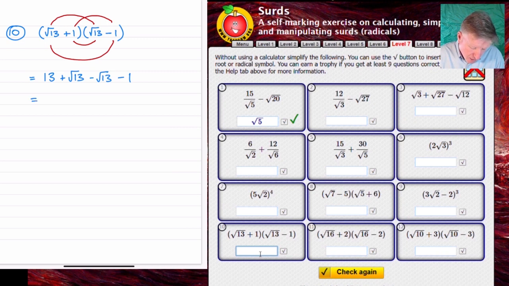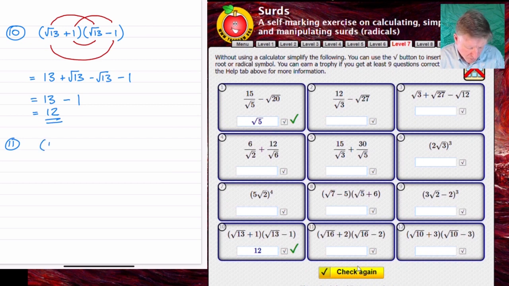So this is equal to 13, and this is the interesting bit. The irrational surds here, they disappear. We've got plus root 13 minus root 13, so I've just got the minus 1 at the end. And that's equal to 12. Interesting result, just a whole number. Right, let's type that in, 12. Yes. Okay, what about question 11?